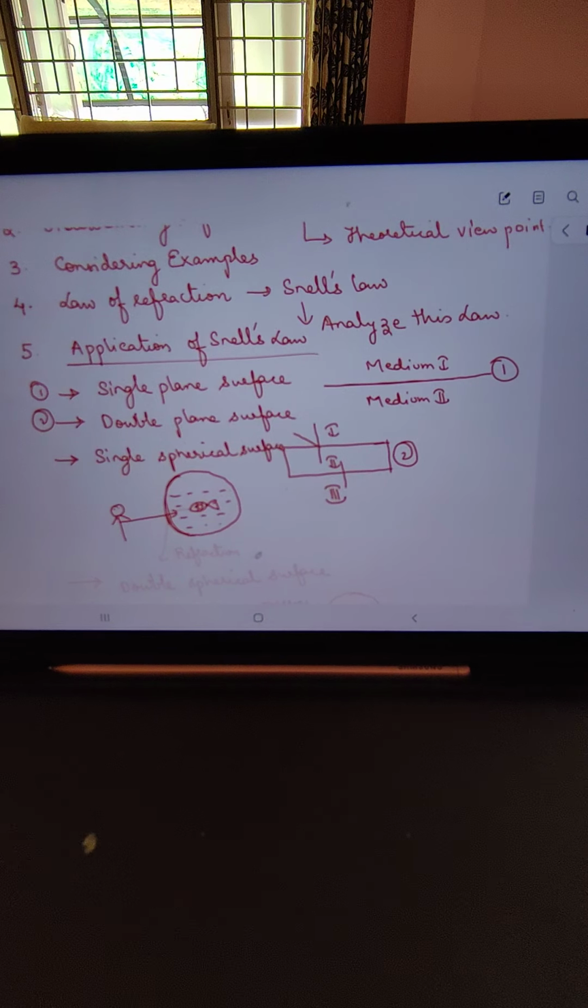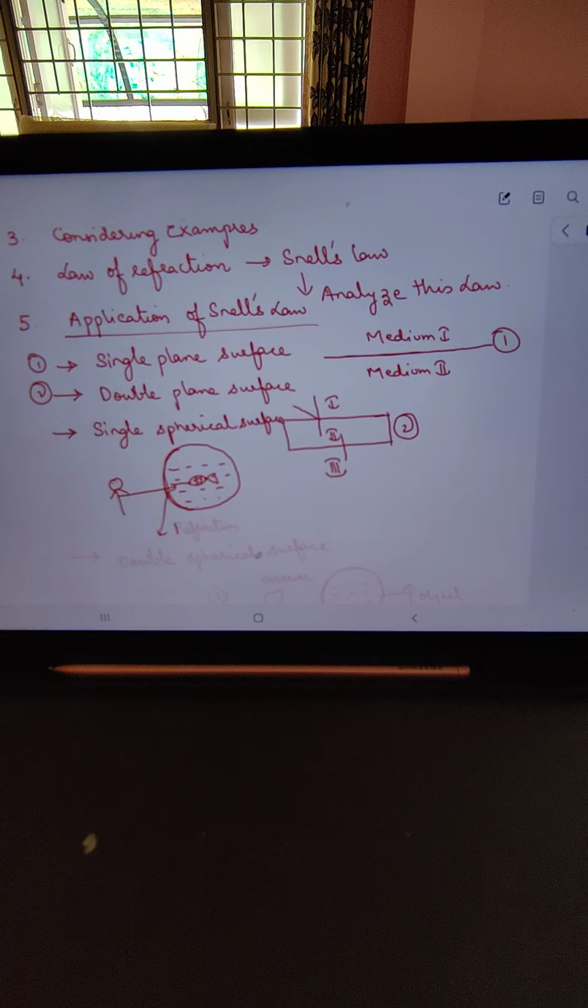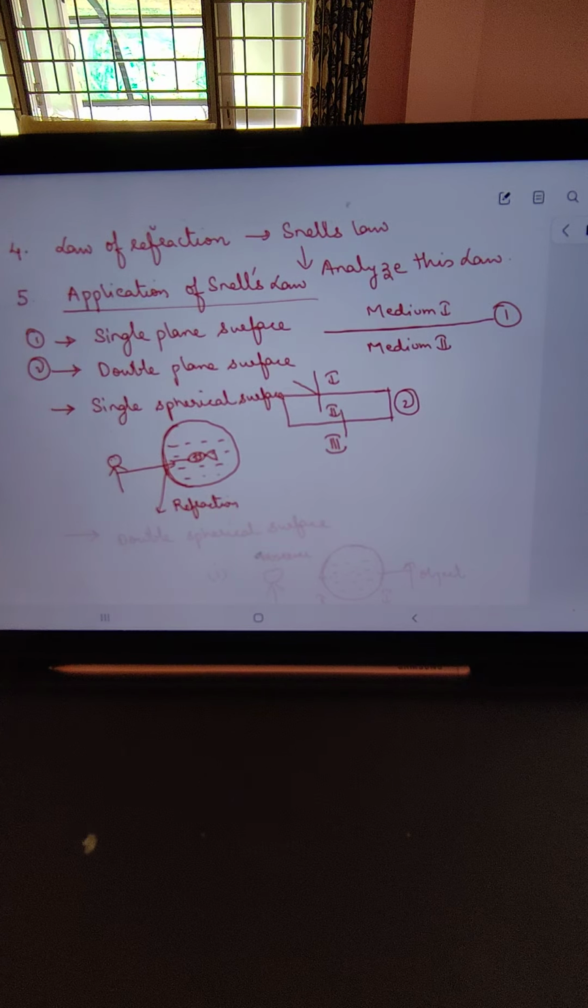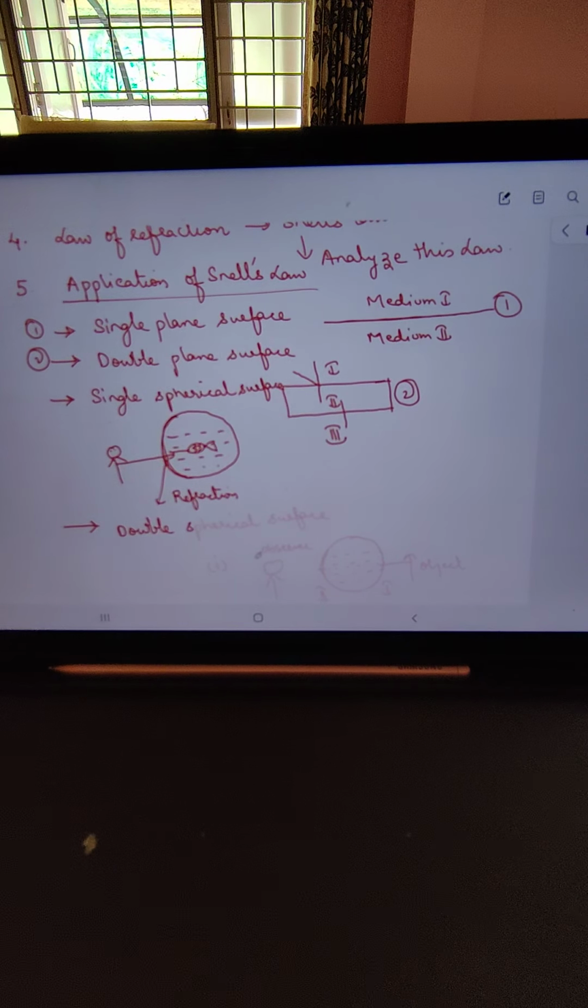But over here we are not going again into the details. We are just saying that when the light comes from the fish, it is going to bend at this boundary. So the light is undergoing refraction at this boundary. So this is a single spherical surface, and then you have double refraction at a double spherical surface.